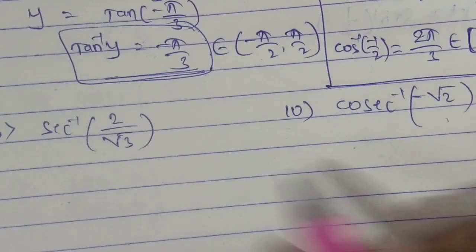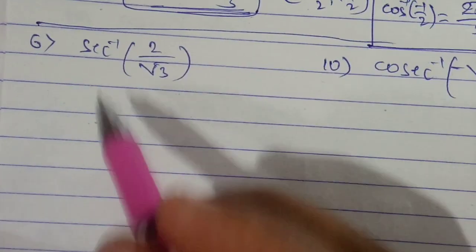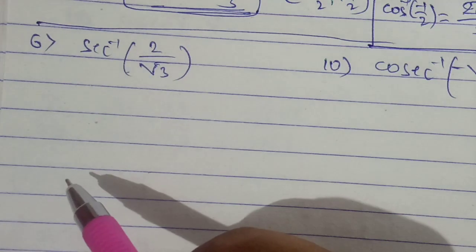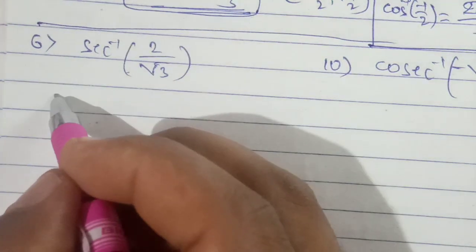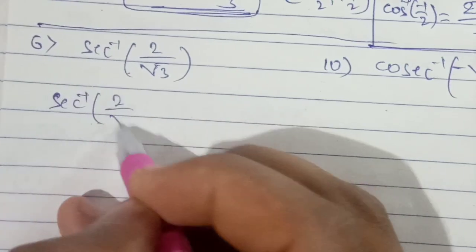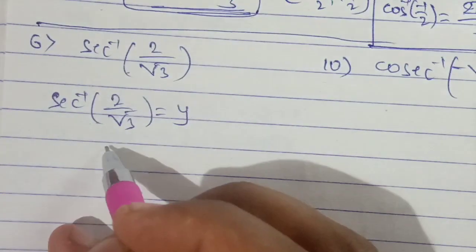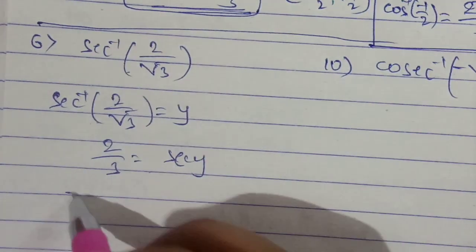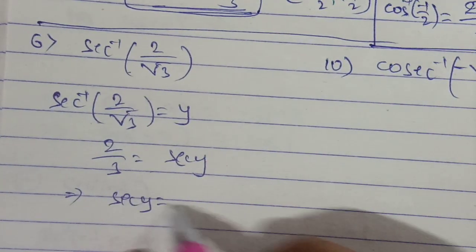Next, we move on to another question: secant inverse of 2 by root 3. Here also I am using the same method. Consider secant inverse of 2 by root 3 is equal to y, and 2 by root 3 is equal to secant y. That implies secant y is equal to 2 by root 3.